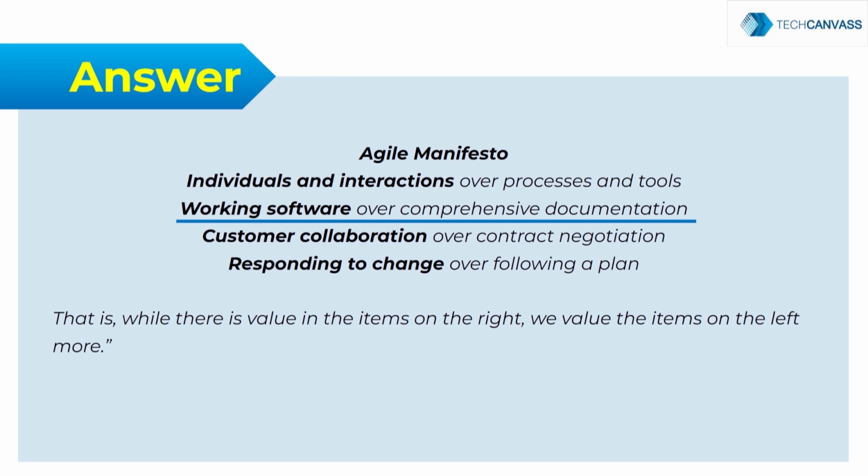Second one is working software over comprehensive documentation. Here the focus is on delivering a software which is useful for the customer. It could be one module or one feature or the entire software. Third one is about customer collaboration over contract negotiation. Here the focus is on frequent collaboration with the stakeholders to minimize errors and to also capture changing and evolving requirements. Last one is responding to change over following a plan.